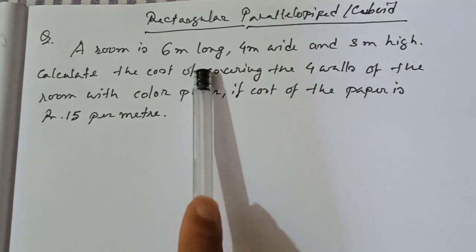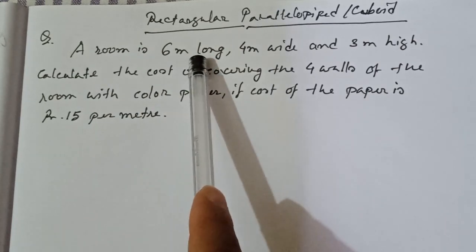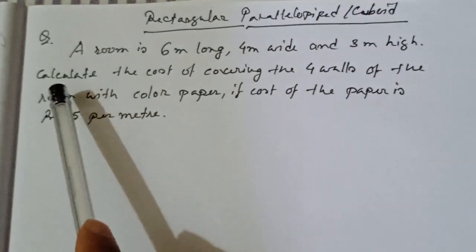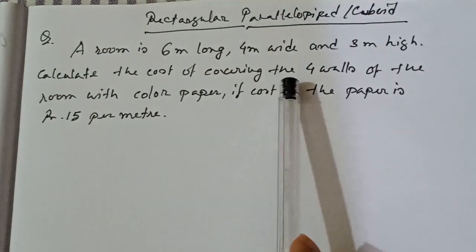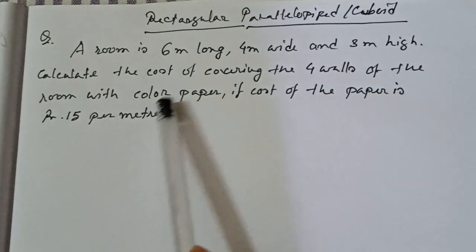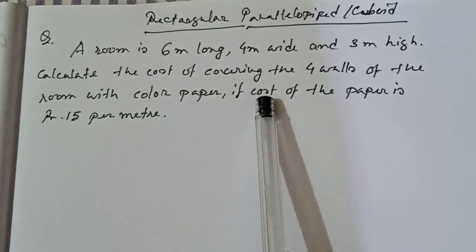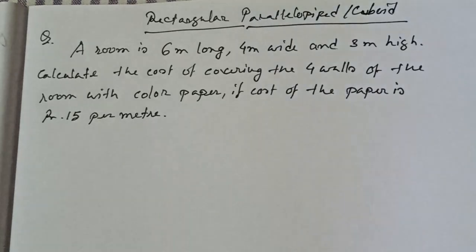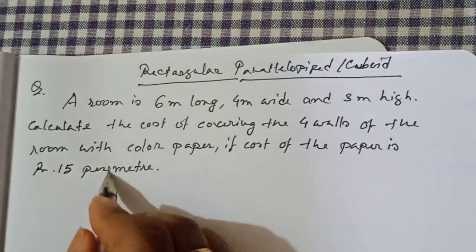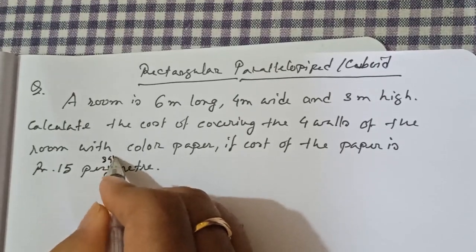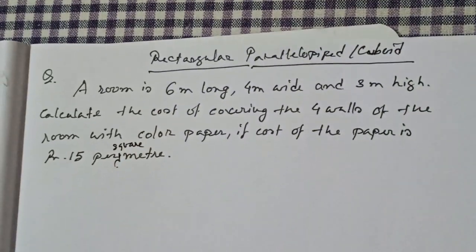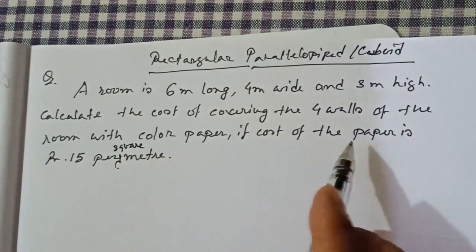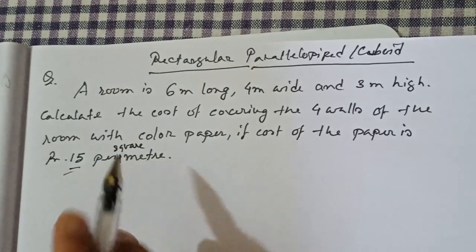So the problem is: a room is 6 meter long, 4 meter wide and 3 meter high. Calculate the cost of covering the four walls of the room with color paper, if the cost of the paper is rupees 15 per square meter. Okay, so that is the cost of paper, rupees 15 per square meter, it is given.